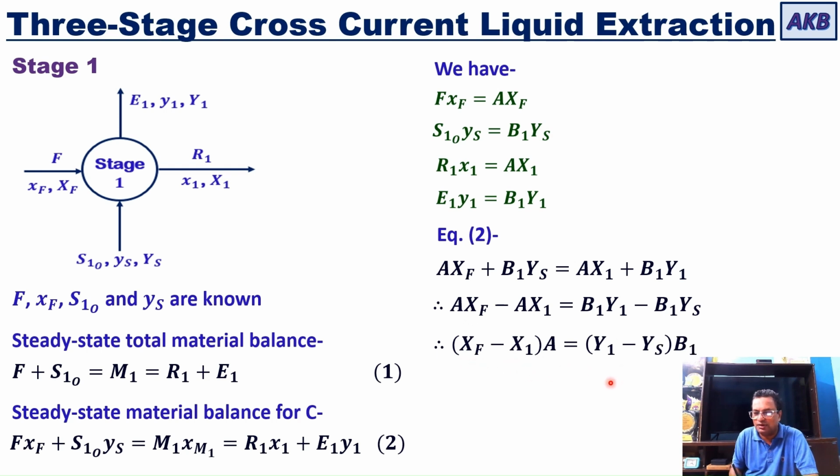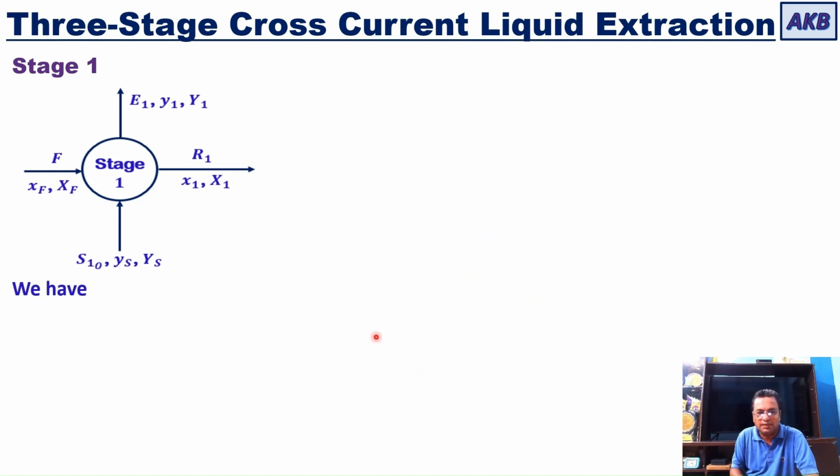And on this side, you can take B1 common. So it will be capital Y1 minus capital Ys into B1. Then you can write A upon B1 is equal to Y1 minus Ys divided by XF minus X1. Now let us continue with this. So we got this equation, A upon B1 is equal to Y1 minus Ys divided by XF minus X1.